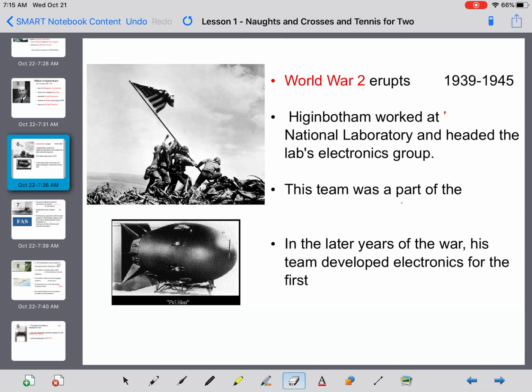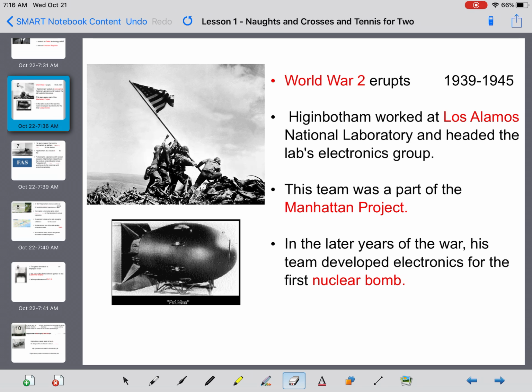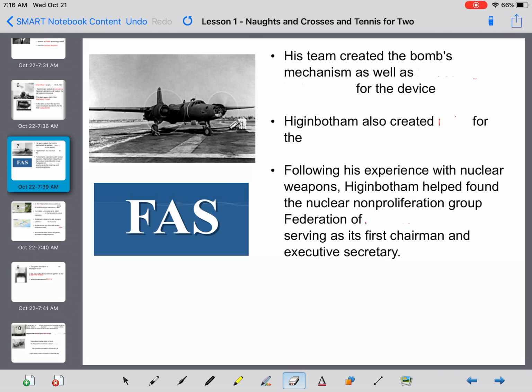World War II erupts around the world, 1939 to 1945. Higinbotham actually worked at the Los Alamos National Laboratory, and he was the head of the lab's electronics group. This team was a part of the Manhattan Project. And if you don't know what the Manhattan Project is, that is the development of the atomic bomb. In the later years of the war, his team developed electronics for the very first atomic or nuclear bomb. His team created the bomb's ignition mechanism as well as the measuring instruments for the device.